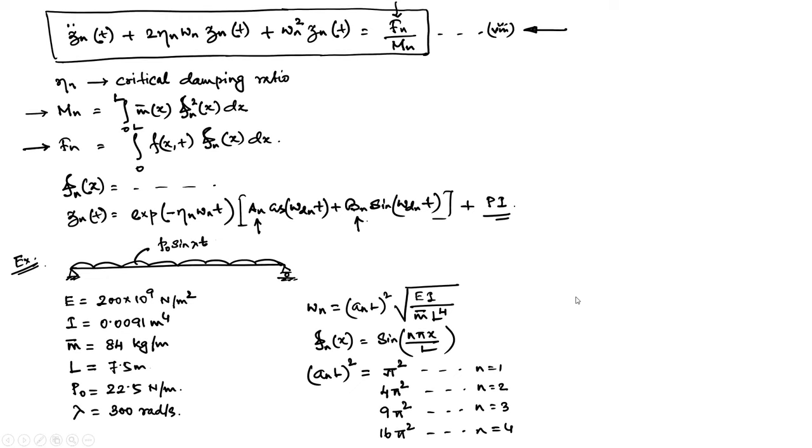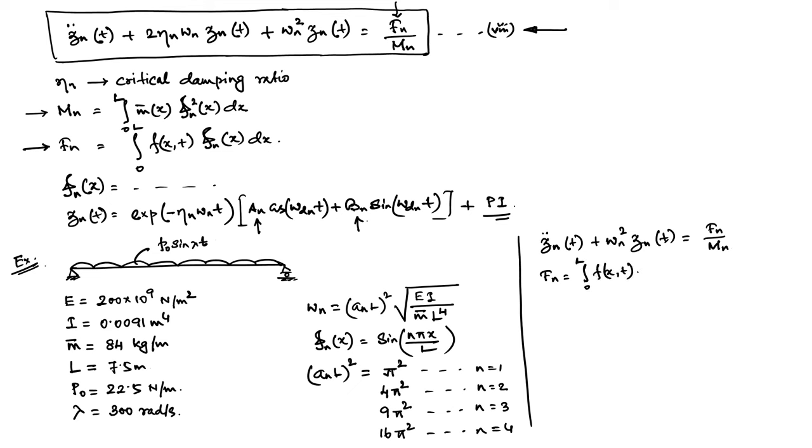So, what is the solution? Our equation in this case is, so if I consider, say, undamped case, so it will have z n double dot of t plus omega n square z n of t is equal to f n by m n. So, this expression will be, f n is integral zero to L f x comma t, then phi n x dx, right.